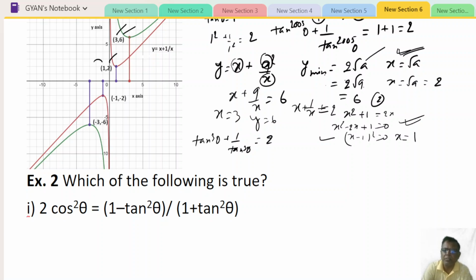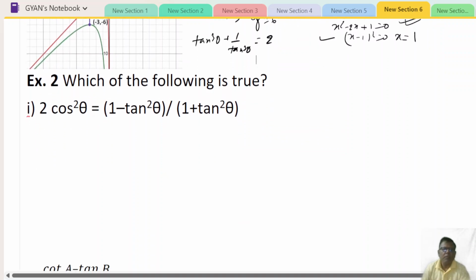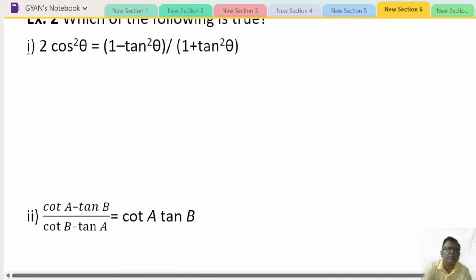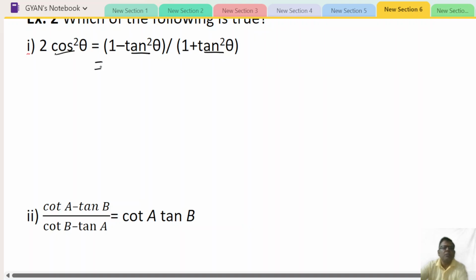Okay, now come to the second question. It says, on the left hand side there is a cos square theta and this is tan. So why don't you convert this into sec square theta? First you will have to convert it to sec square theta.